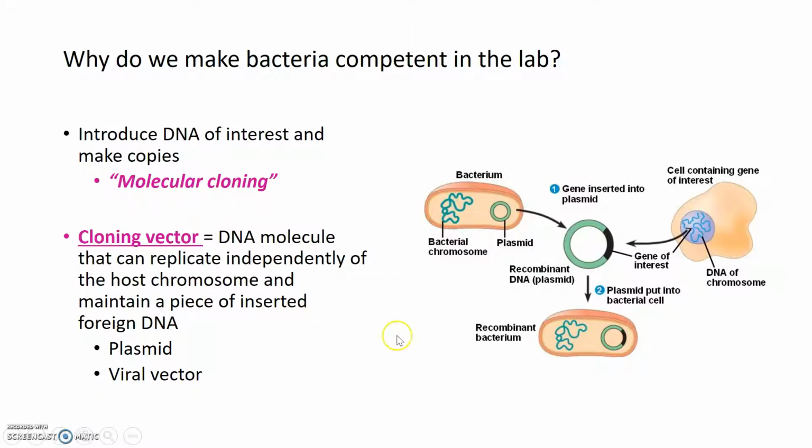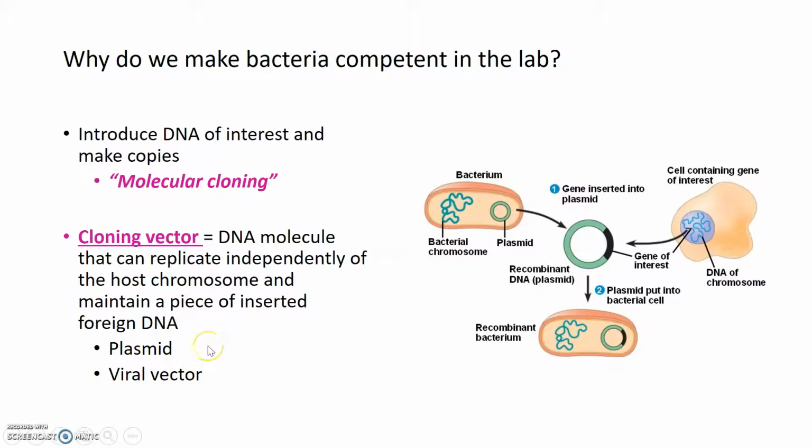And any DNA molecule that's used in molecular cloning is often known as a cloning vector. And vectors are DNA molecules that can replicate independently outside of the host chromosome, and that can also maintain the inserted foreign gene or DNA within the host cell and pass it on to subsequent generations, or to all of the progeny of the mother cells.